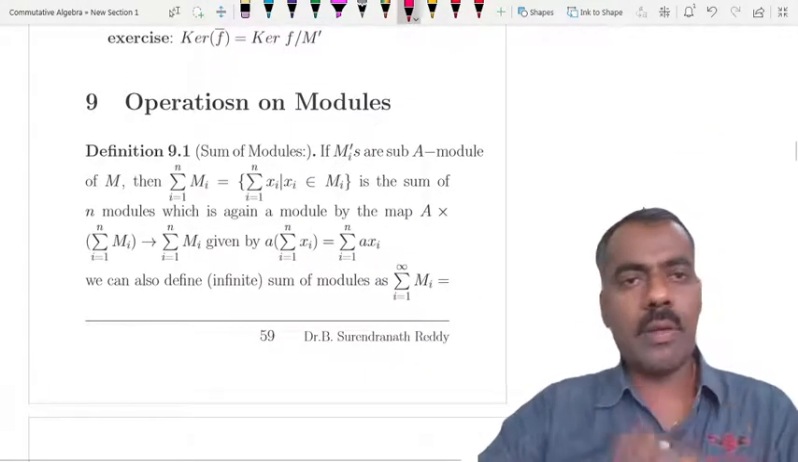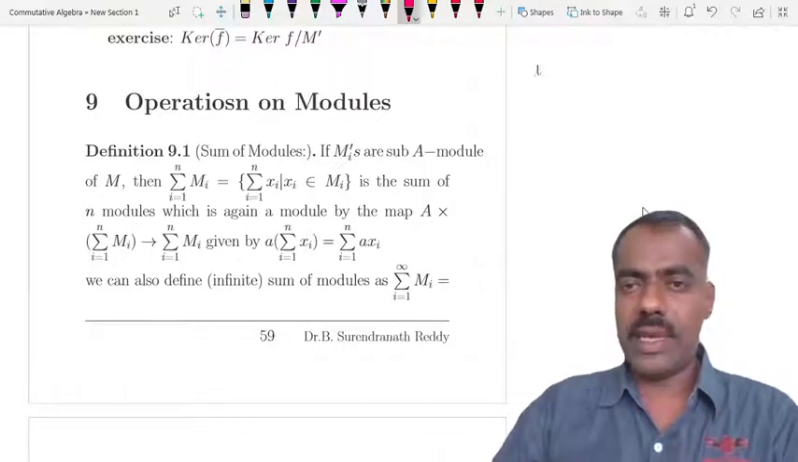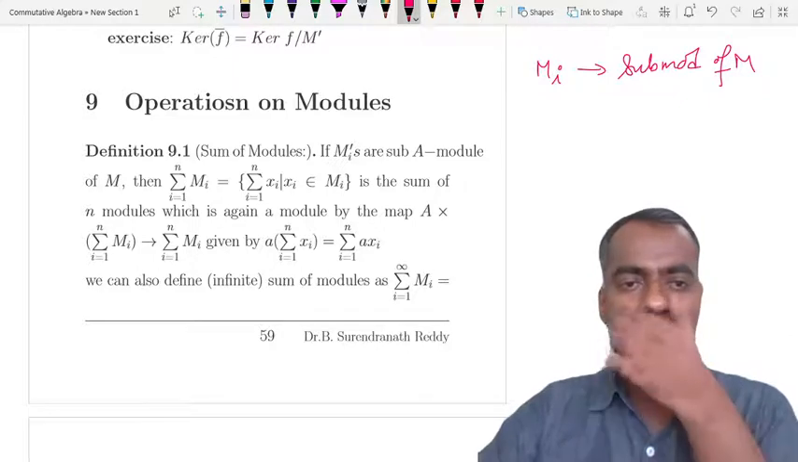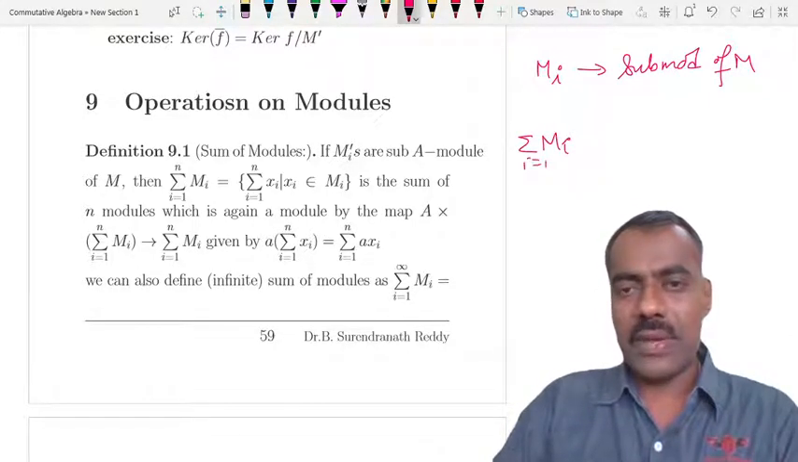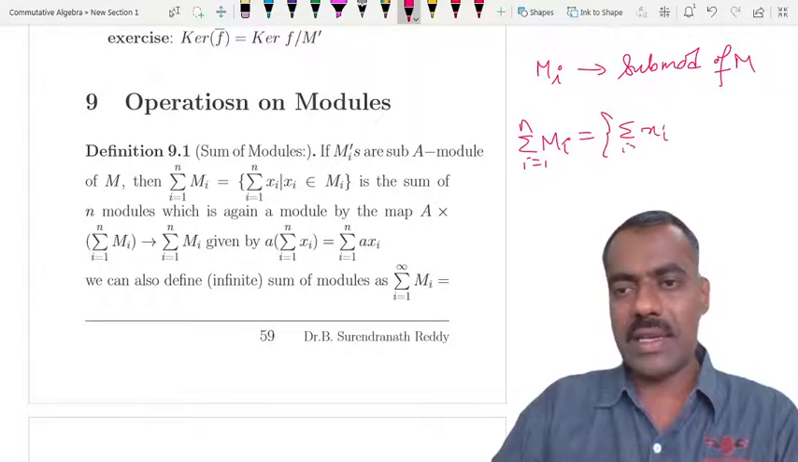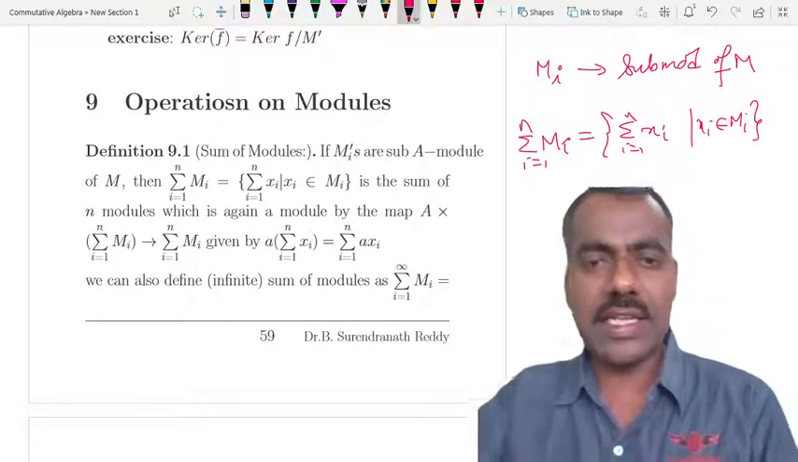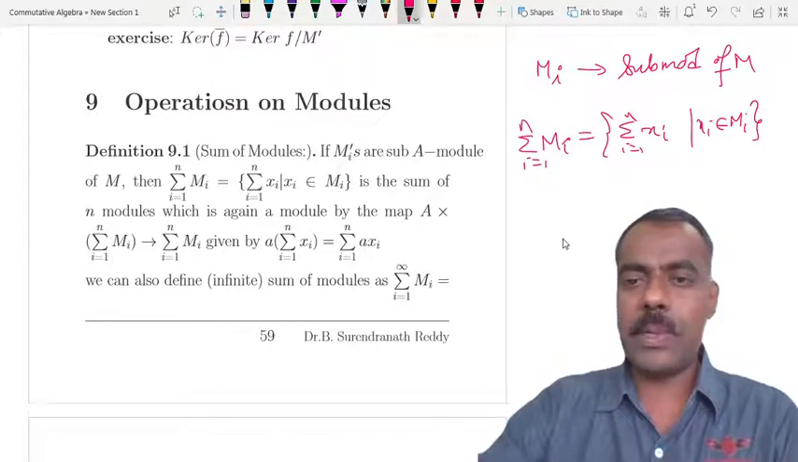Now, what different operations can we have on modules? One is the sum of submodules. If we take the Mi's, which are all submodules of M, where M is an A module, then we can define what is meant by summation Mi, i from 1 to n. What should be the guess? Simply summation xi, where each xi comes from Mi. If we take this, then it is the sum of n modules, which is again a module.